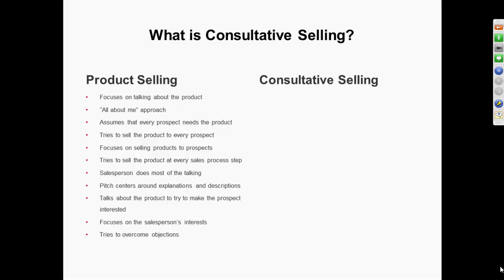Now let's look at what consultative selling is. So again, let's go line by line. With product selling, we focus on talking about the product. With consultative selling, we focus on talking about the prospect. So we shift. Instead of talking about this is the product I sell, we want to learn more about what's going on with the prospect. And because we're talking about the prospect, instead of it being all about me, my company, my product, it becomes all about the prospect.